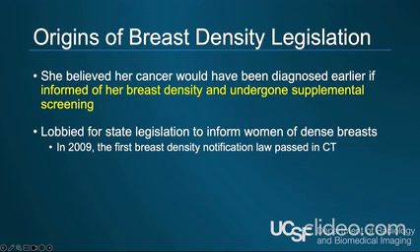She learned from her doctors that it was not standard practice either to discuss breast density with their patients or to recommend supplemental imaging. And so she was determined to inform and educate other women with dense breasts. Nancy Cappello was the former Secretary of Education in her state of Connecticut, and so she began lobbying for state legislation. In 2009, the first breast density legislation and notification law was successfully passed in her home state of Connecticut.